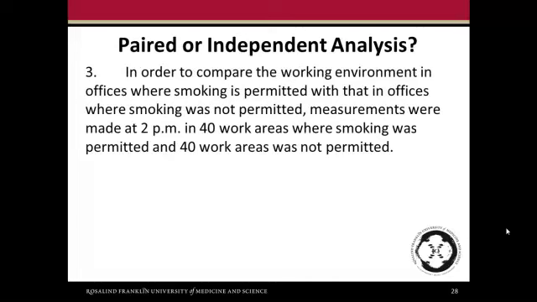In this third example, we're looking at working environments where smoking is permitted and where it's not permitted, and the measurements that were made were at 2 p.m. in 40 work areas where smoking was permitted and 40 work areas where it was not permitted. So is this paired or independent? This is independent because there's nothing to link these two work areas together. Even though the measurements were made at 2 p.m., that's just controlling for time of day factors.